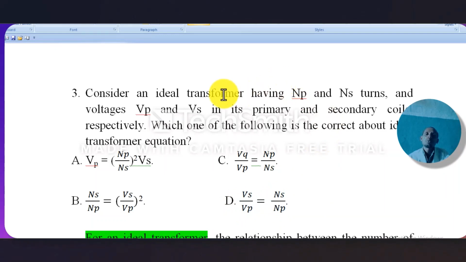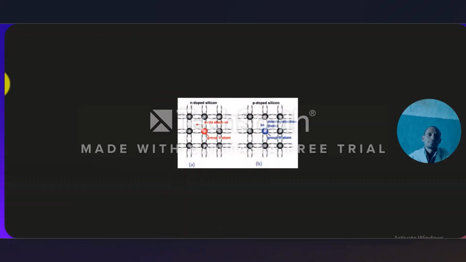When we come to the transformer having a number of turns in the primary coil and secondary coil, and its equation, let me show you something related to this. Wait for me once.